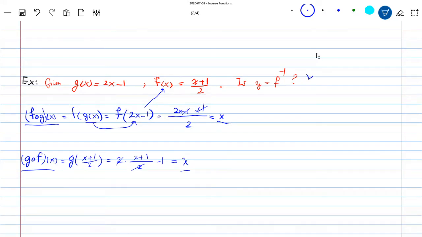So what can I say? f and g are inverses of each other. So I can say basically f inverse of x equals 2x minus 1, or you can say g inverse of x equals x plus 1 over 2. It doesn't really matter which way you want to mention it. One is the inverse of the other.